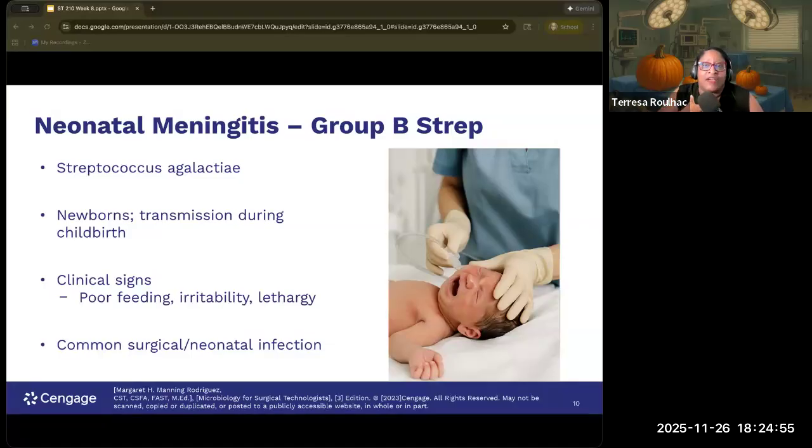For us, we just have to be aware, especially if you guys are working in OBGYN, and it's suspected during a delivery. So, very strict surgical technique, especially when assisting in childbirth. Yes, we can assist in childbirth. Because it can be passed to the baby during a vaginal birth. Even moms who don't show symptoms can pass it on.